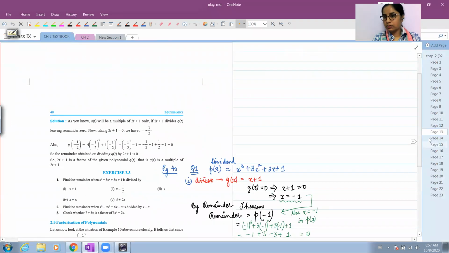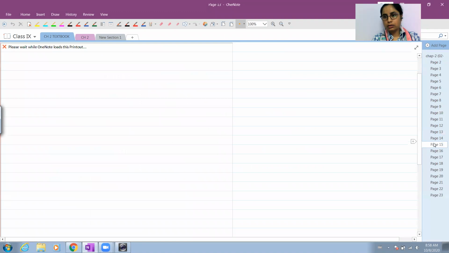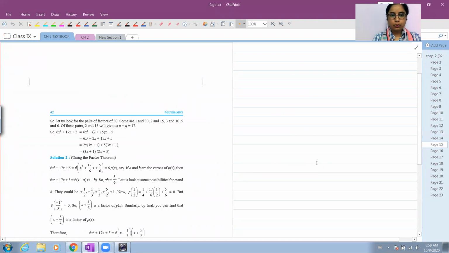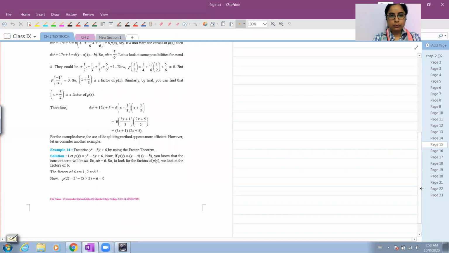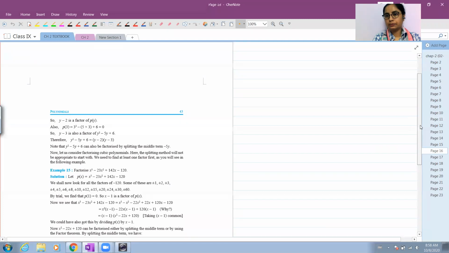The next result that we have is factor theorem, but we will come to it after we do a few questions from the next exercise. As such, it's just, I would say, a modified form of remainder theorem. The result actually is the same. I will get back to this after doing a couple of questions. So right now I'm going to start with the exercise 2.4. It's on page number 42, I think. 43, page number 43.